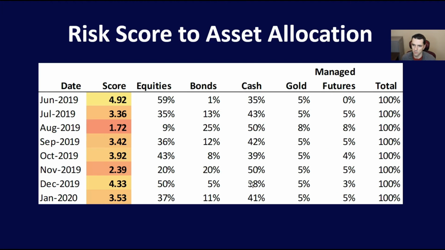So if we look at the risk score over time, going back to June when I started this video series, 4.92 in June. As you can see, it kind of came down to a bottom in August. September, October in that 3 range. November took a dip, December bounced back, and then January's rolled over again. So it's up and down.